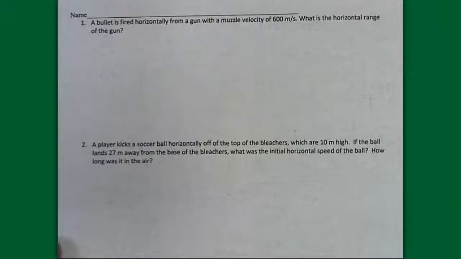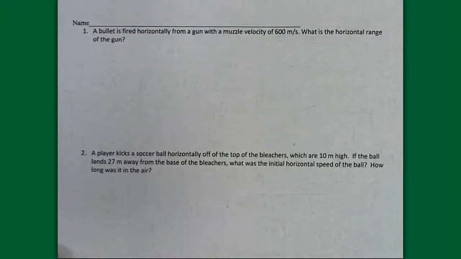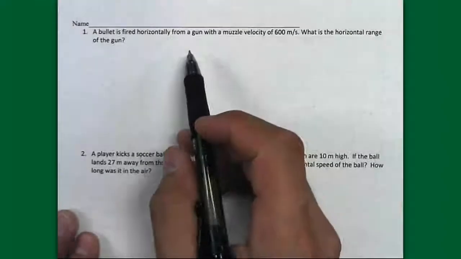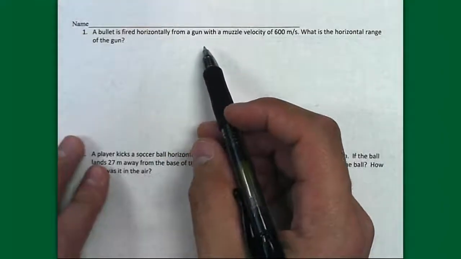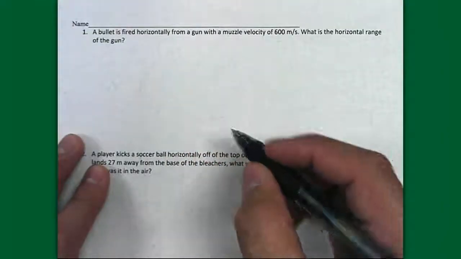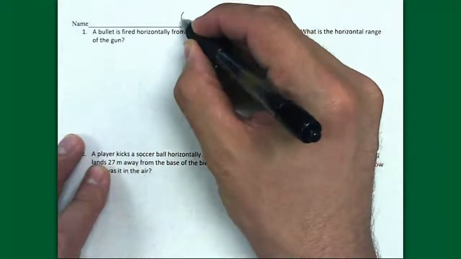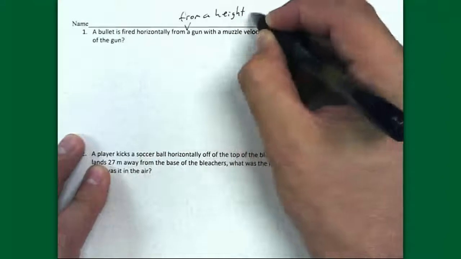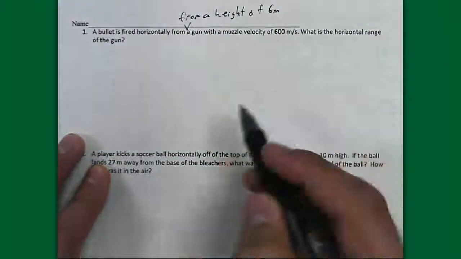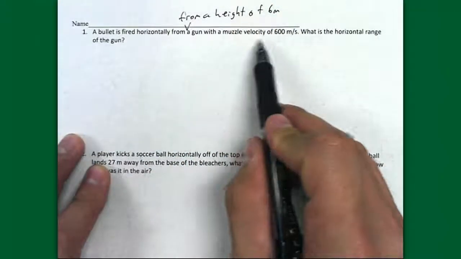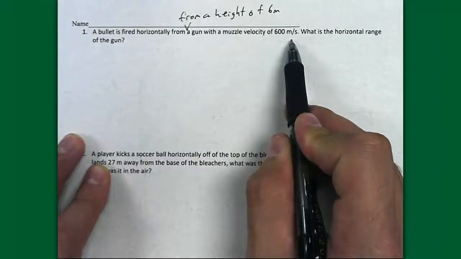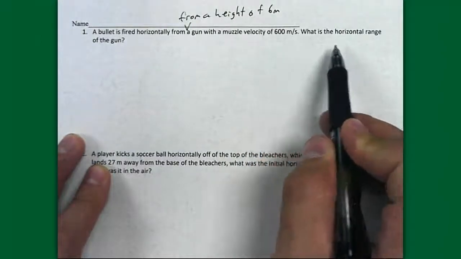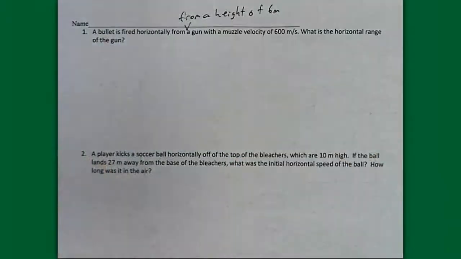Okay, let's do some more practice problems with horizontally launched projectiles. Number one here says a bullet is fired horizontally from a gun, and we also need to know that this bullet is fired from a height of 6 meters from a gun with a muzzle velocity of 600 meters per second. I want to know the horizontal range of the gun.